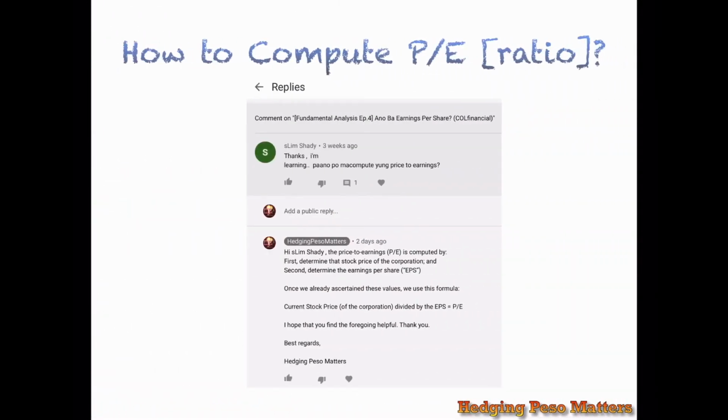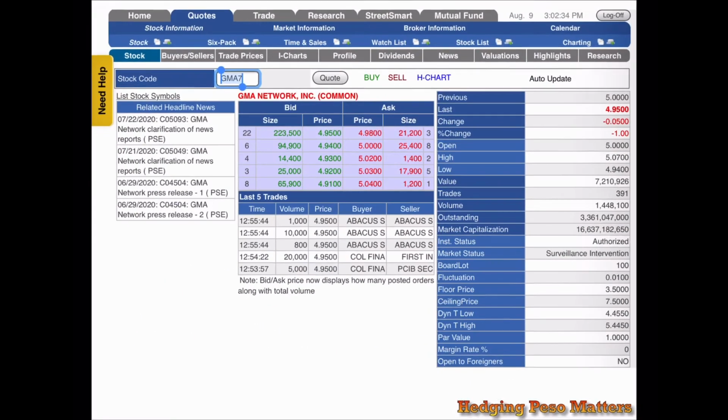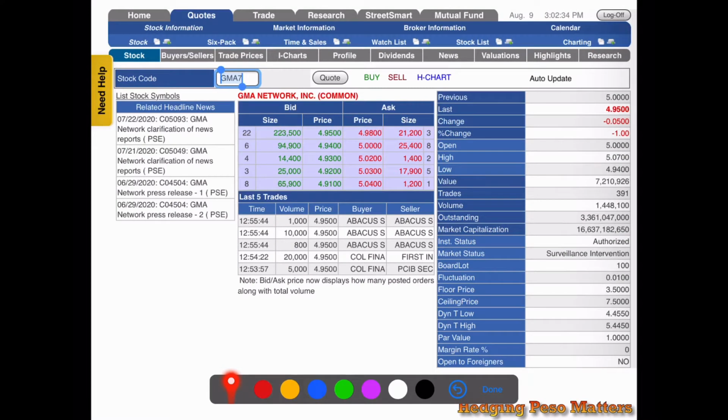Pero bago tayo lumayo, let's focus first on the PE ratio. By definition, this pertains to the ratio of a company's share price to the company's earnings per share. So, price of the corporation over the EPS. Let us dissect this and apply this definition to GMA 7.